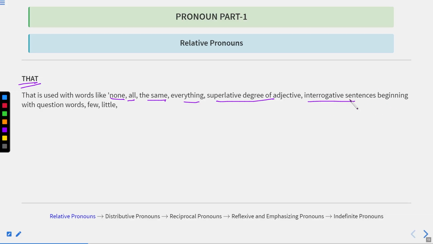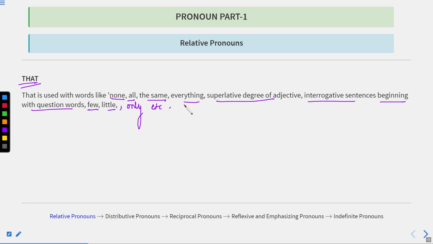Interrogative sentences: if the sentences are interrogative and begin with question words like what, whom, which, who, and you need to put a relative pronoun in them as well, you need to put that, not another relative pronoun. Also, few or little, and now only can also come over here, etc. You can write more because there are many such words.